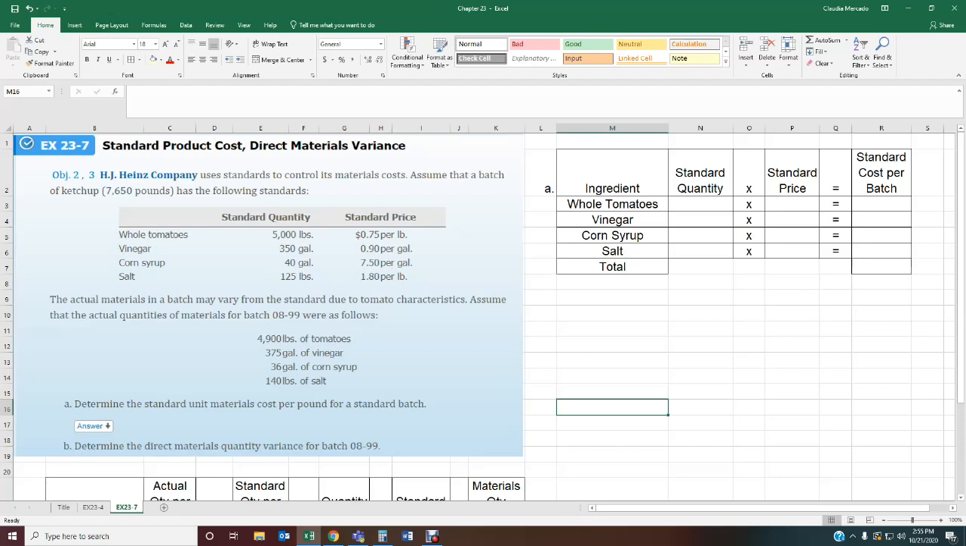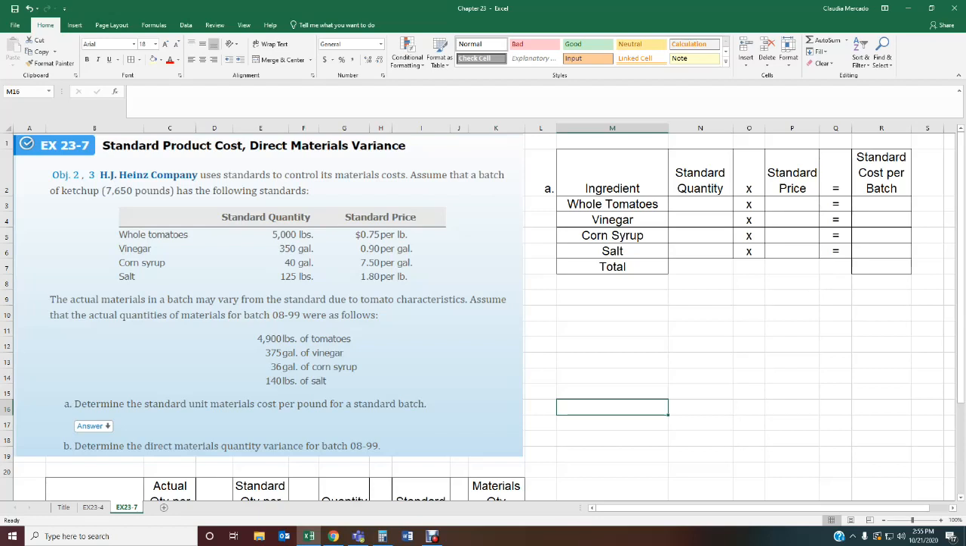So we are needing 5,000 pounds of whole tomatoes at 75 cents a pound, vinegar 350 gallons at 90 cents per gallon, corn syrup 40 gallons at $7.50 a gallon, and salt 125 pounds at $1.80 a pound. These are my standard quantities and price. That is what I'm anticipating using to be able to produce my batch of ketchup, which is made up of 7,650 pounds of ketchup. So this is my standard quantity and my standard price.